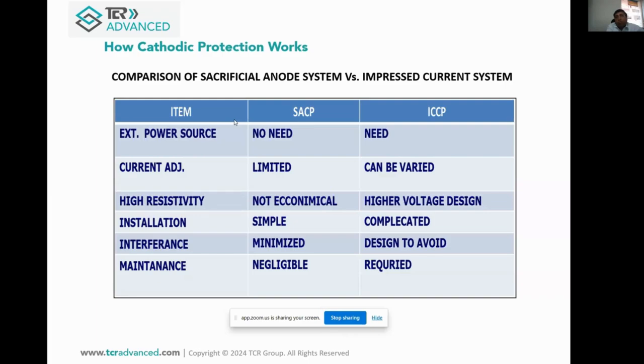Regarding interference, due to the small gradient of sacrificial anodes, there may be interference, but it can be minimized. But in ICCP, you need to have an interference mitigation program. Interference is the most important and very dangerous issue in terms of cathodic protection and corrosion prevention. And maintenance-wise, in sacrificial anode cathodic protection, it is negligible. You install it and you can forget it, it will work. But in ICCP, regular monitoring and maintenance is required.